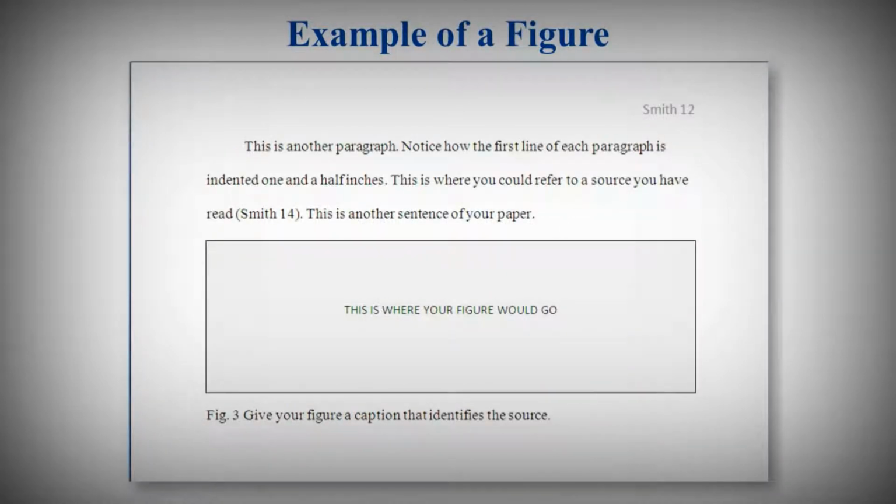Any other kind of visual material, photos, graphs, charts, maps, or other illustrations, should be labeled as figures and also should be numbered. Following the figure number is a caption that should identify the source. And this again should be in double-spaced 12-point Times New Roman font. Unlike a table, the figure number and caption go below the figure.